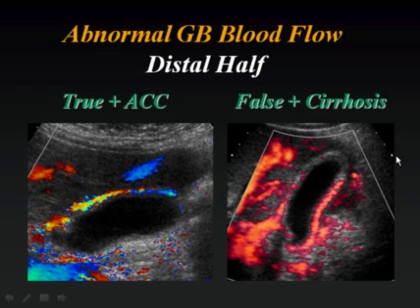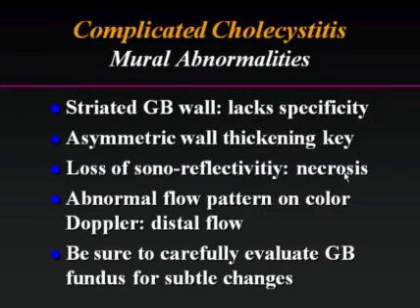But here's a false positive in a patient with cirrhosis. And when you diminish portal flow, there's compensatory increase in hepatic arterial flow. So in patients with diminished portal flow, don't be surprised if you see a fair amount of flow in the gallbladder. This merely reflects the increased flow in the hepatic artery.